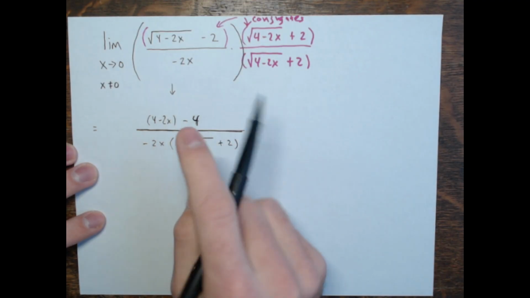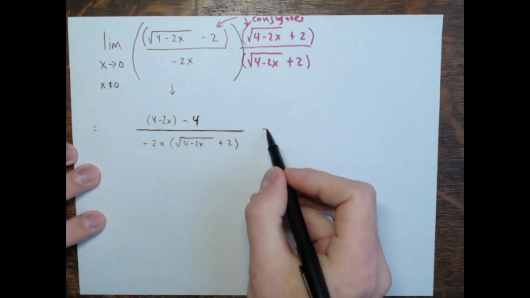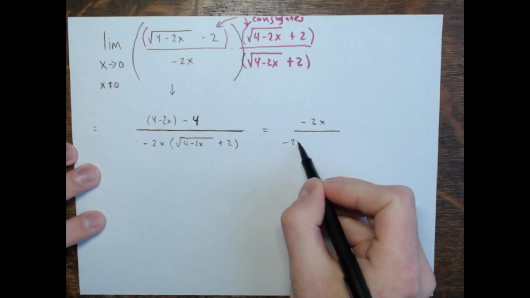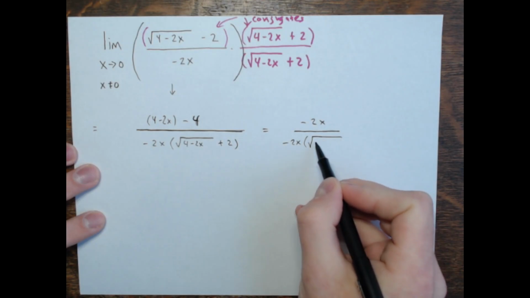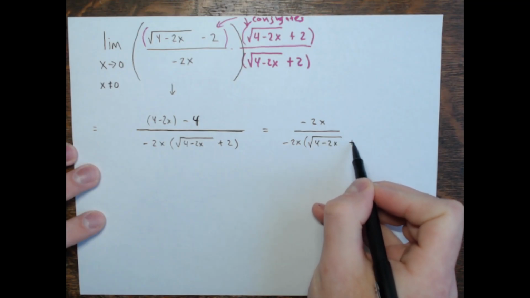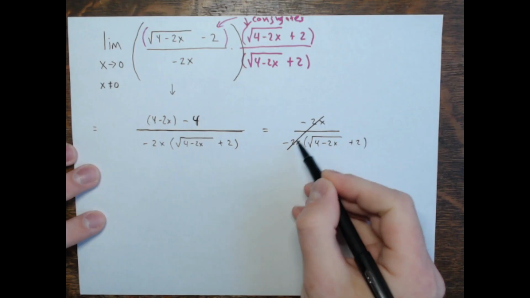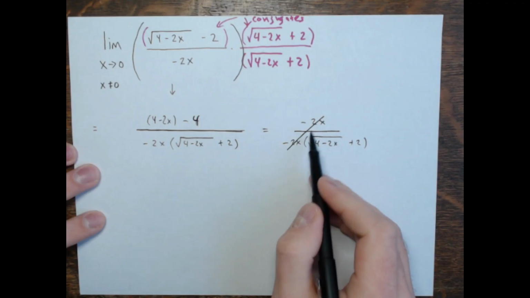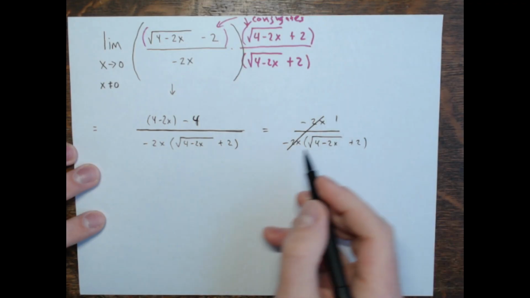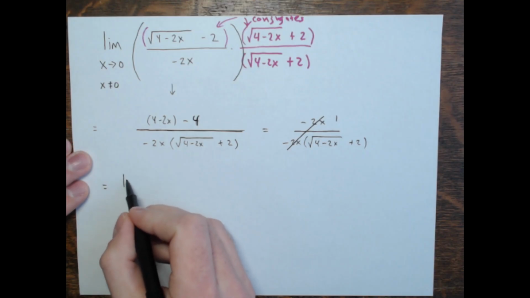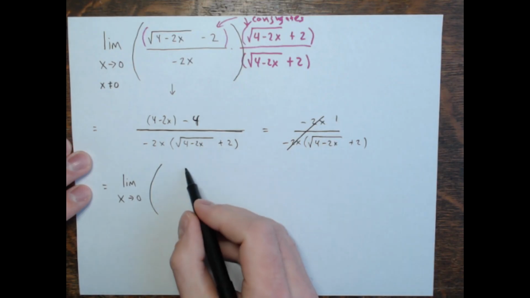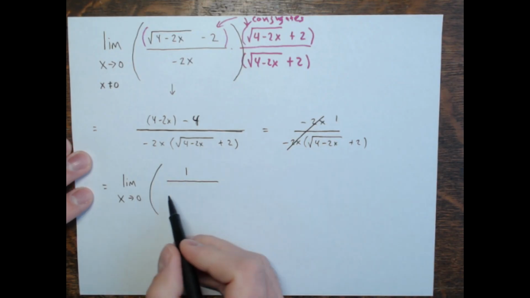And if I put these things in the numerator together, that's just -2x. So it's -2x in the numerator, divided by -2x times that conjugate, square root of 4 minus 2x plus 2. These cancel, -2x, and as long as x is not 0, these will be the same non-zero number. Cancel, cancel. Got 1 in the numerator. So we end up with the limit as x approaches 0 of this expression. Now 1 in the numerator, divided by that conjugate from earlier.